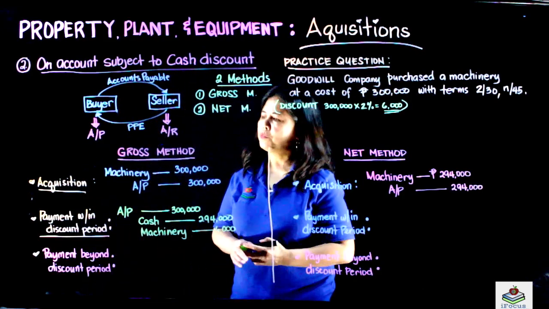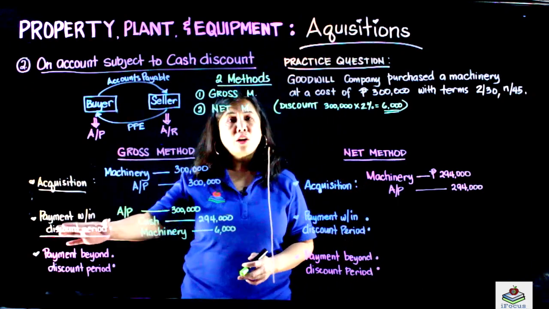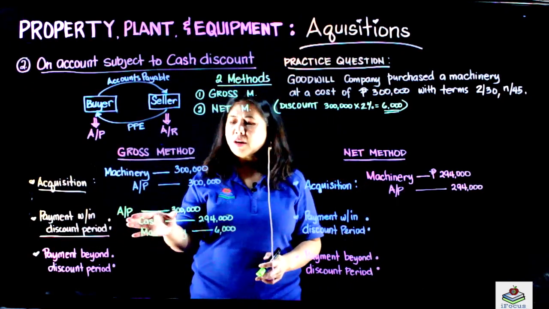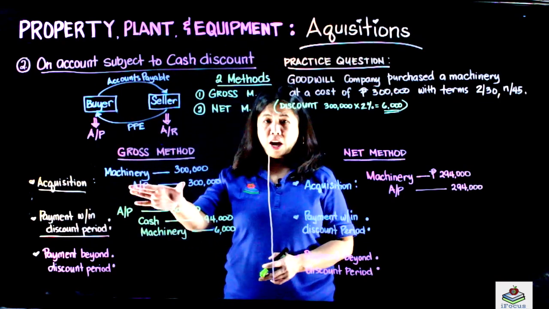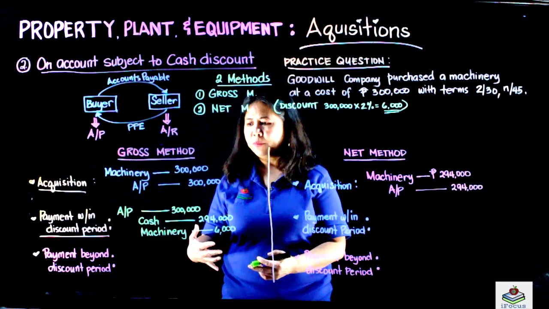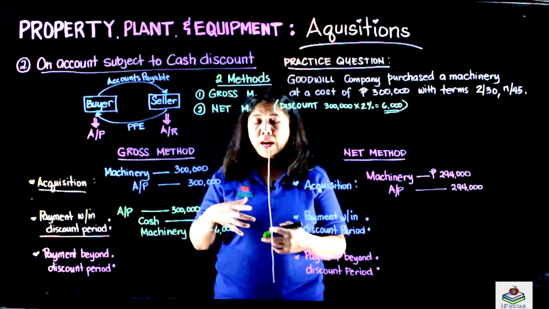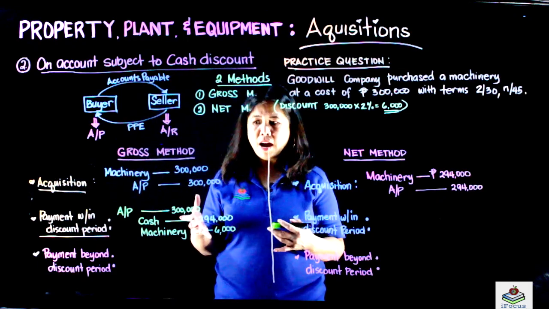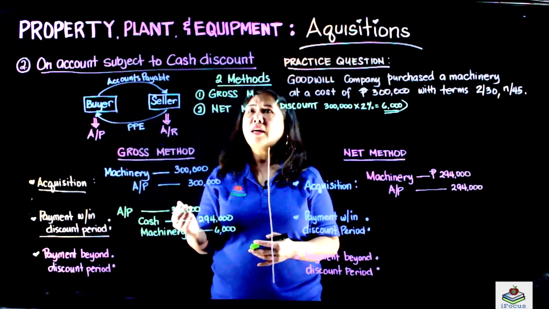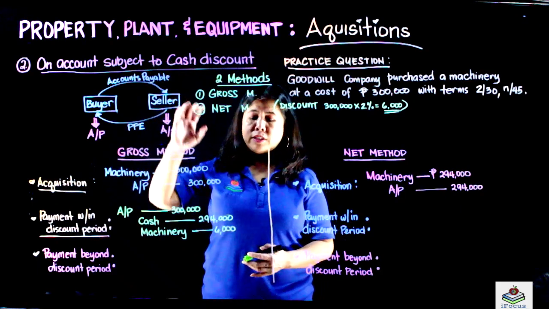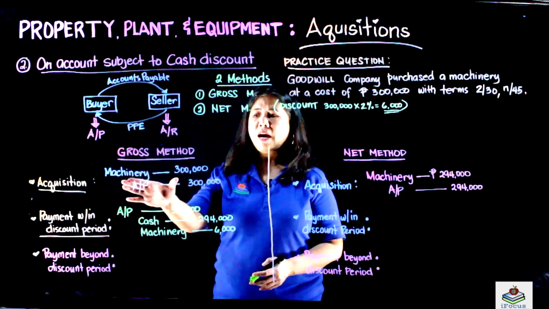So, using the gross method, ang entry natin on the payment within the discount period is debit to accounts payable of 300,000. Aalisin na natin ang ating accounts payable kasi nagbayad na tayo. Then, credit to cash of 294,000. 294,000 lang ang ibinayad ng company sa seller dahil na-avail niya ang cash discount na 6,000. Then, ibabawas natin yung cash discount sa ating machinery.